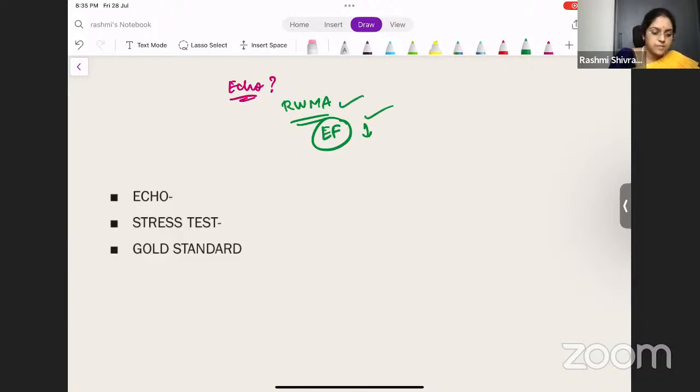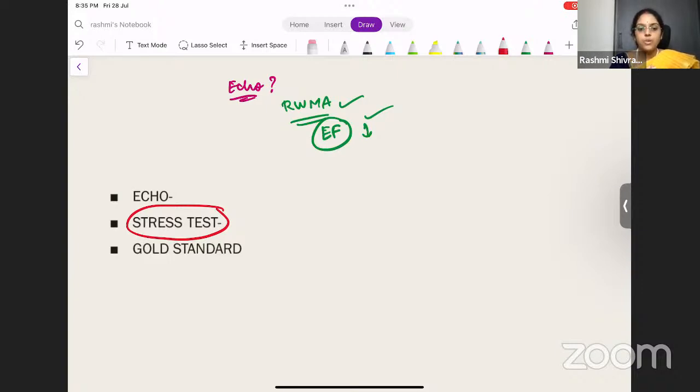Then what is stress test? This is very, very important. In patients in whom you suspect an angina or an ischemic episode, but you're not able to corroborate it with the ECG or the troponin evidence, what do you do? The patient, when he comes to you, is normal, but he says, I keep having chest pain.